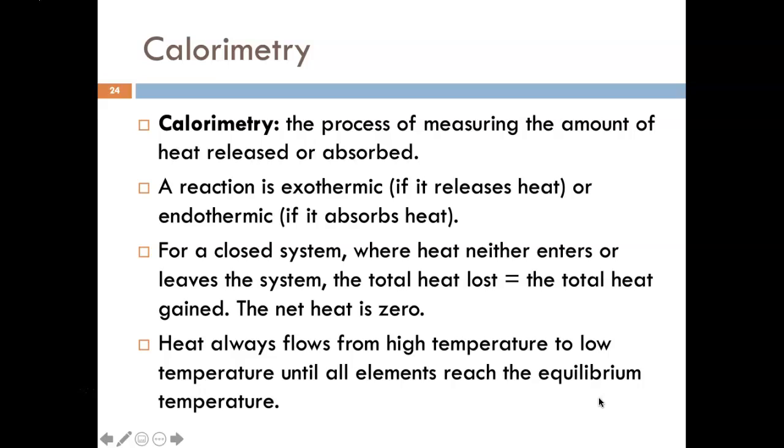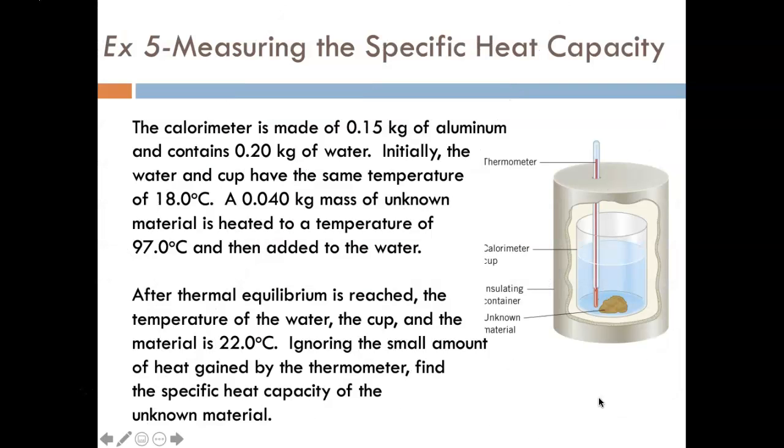Heat always flows from high temperature to low temperature until all elements reach an equilibrium. So we're going to be putting ice inside of glasses or mixing two liquids together and letting the whole thing settle out at a new temperature. That's what calorimetry is. So for instance, here's a little problem. We have a calorimeter. It's made of aluminum and it contains water, as shown. The water and the cup have the same temperature of 18 degrees.